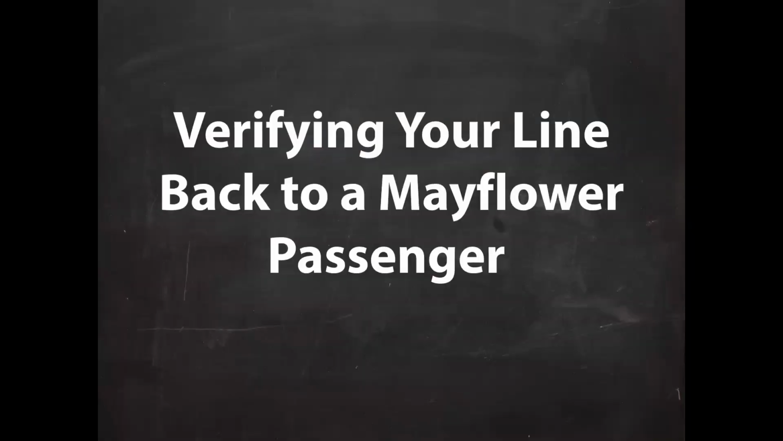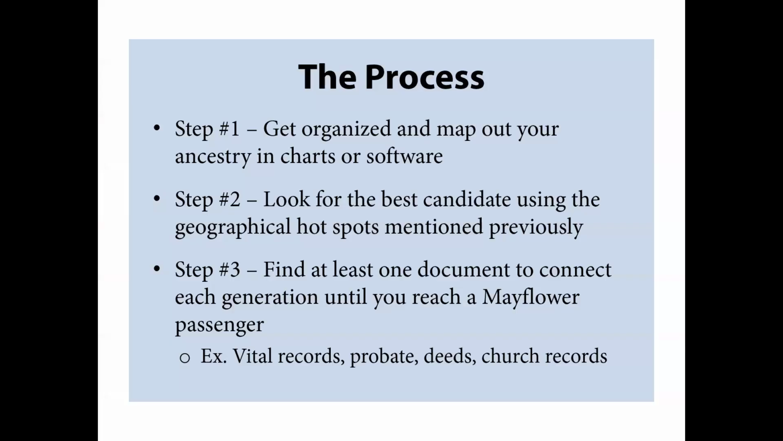So let's talk about how you can verify your line back to a Mayflower passenger. Here are some steps that we recommend to get started. First, you want to get organized and make sure you have all of your research in front of you. That's when you want to start to map out your ancestry and put it down into some kind of five generation chart or a software program, just so you can easily outline all the different people in your ancestors.